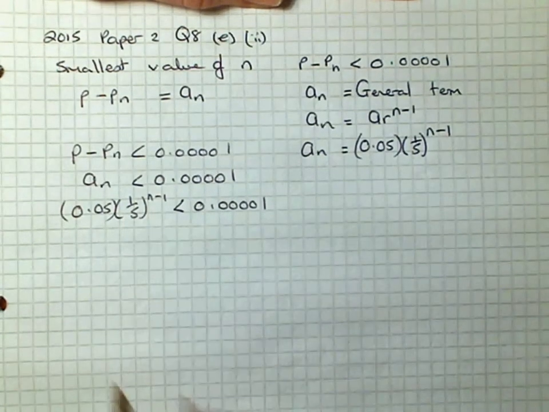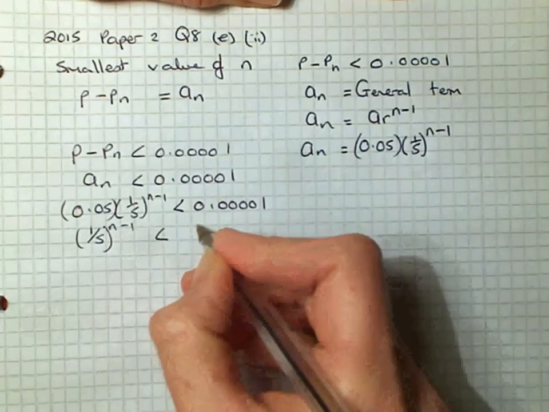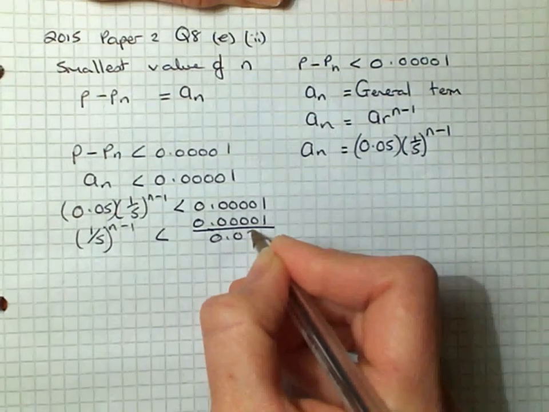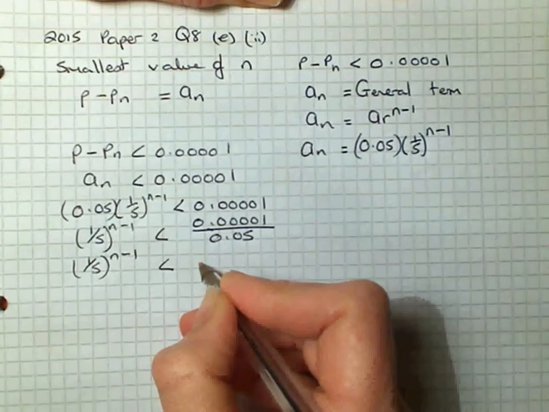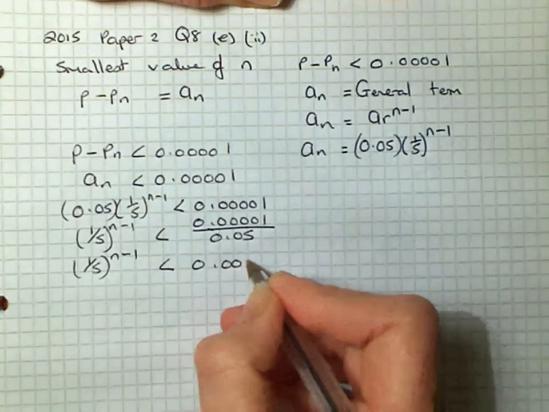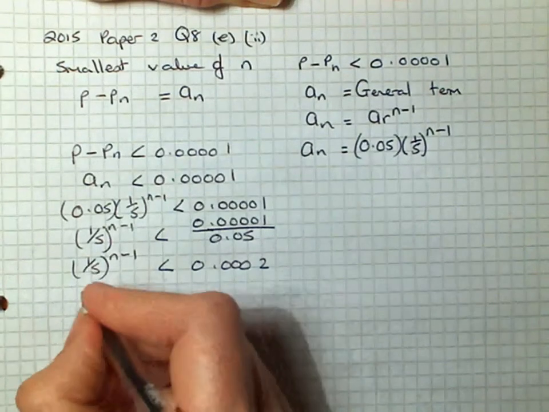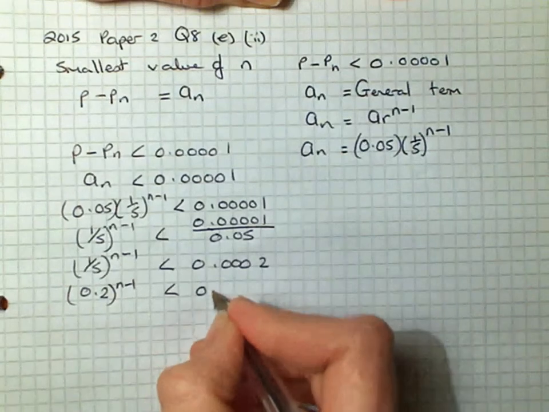because remember 1/5 is raised to a power. Okay, so the safest thing to do there is straight away to divide across by 0.05, and we end up with 0.0002. Now I'm going to change a fifth to a decimal, which is 0.2 to the power of n minus 1 is less than 0.0002.